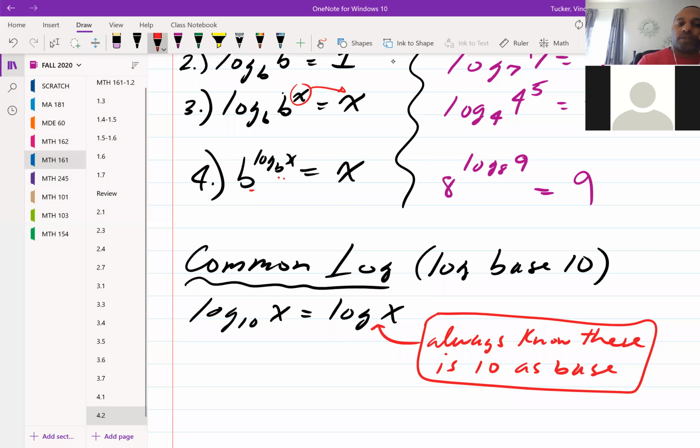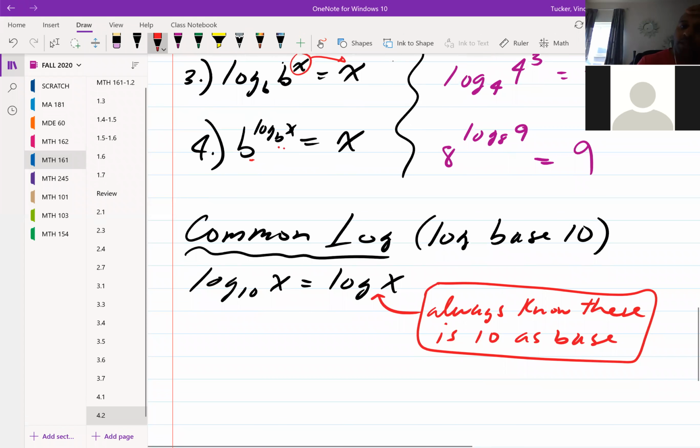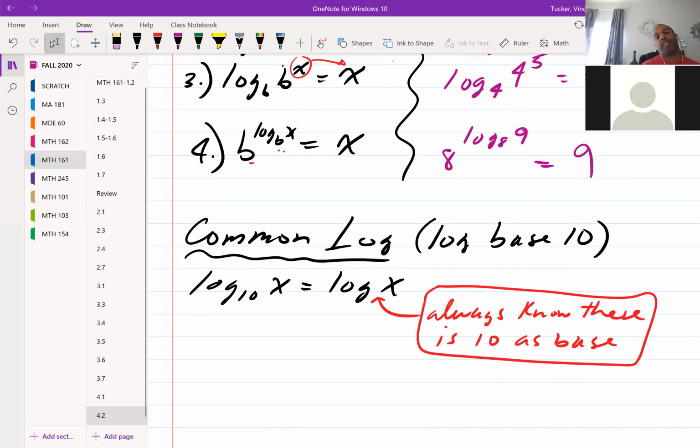All right, so the first law that you should be made aware of is your common log. It's log base 10. In your calculator, when you don't see anything, they assume you know that there is a 10 there. So log base 10 of x is the same thing as log of x. So if you don't see anything there, then you should assume that there's a 10 there.